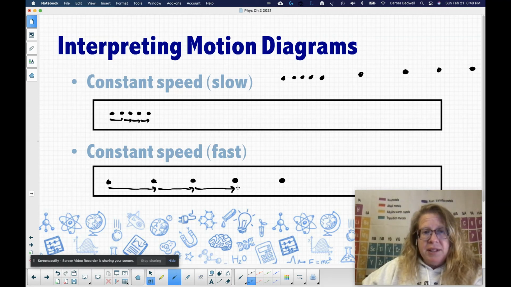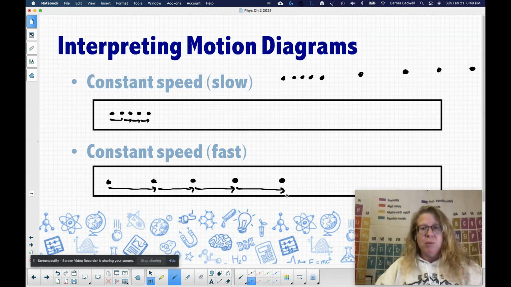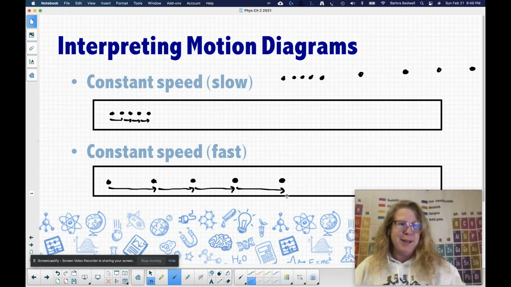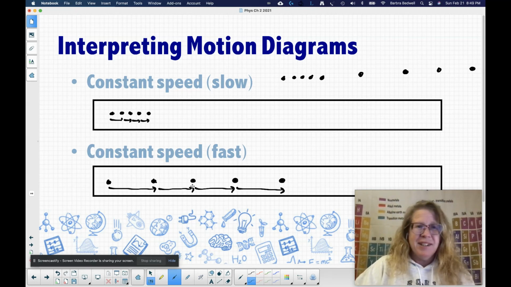I'm actually previewing this concept of what we call vectors later on, but I can represent this object's motion with an arrow. So a short arrow means it's a small amount of distance. Long arrow is a lot of distance, right? So interpreting motion diagrams, if you take a look at it, you can really tell kind of how something's moving.